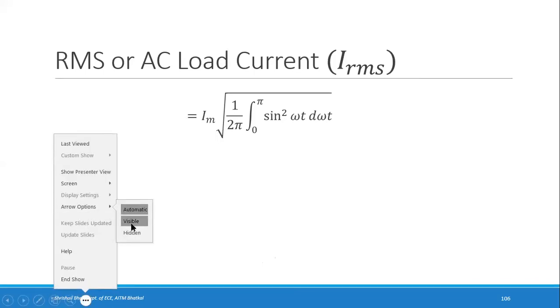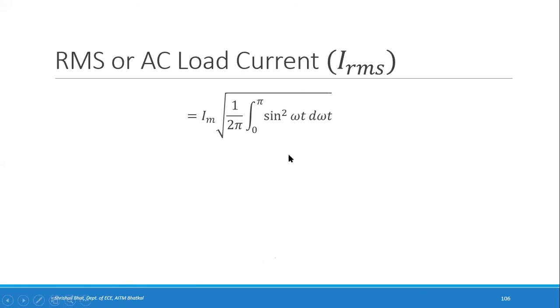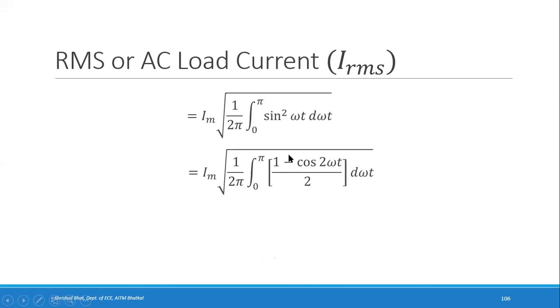So this sine square omega t, we know the formula for it. Sine square omega t is 1 minus cos 2 omega t by 2. That's why in place of sine square omega t, I have substituted 1 minus cos 2 omega t by 2. Is it right? Then this 2 in the denominator, I can bring it outside the integral.